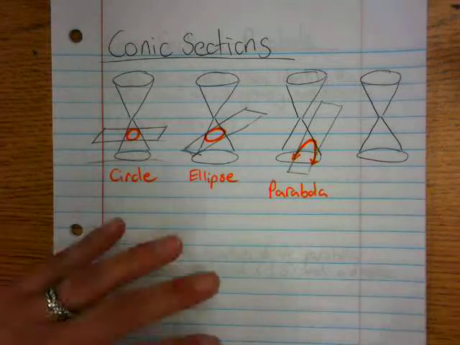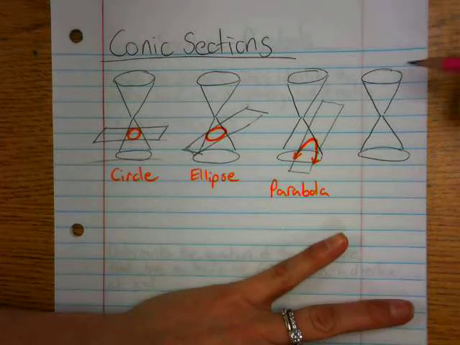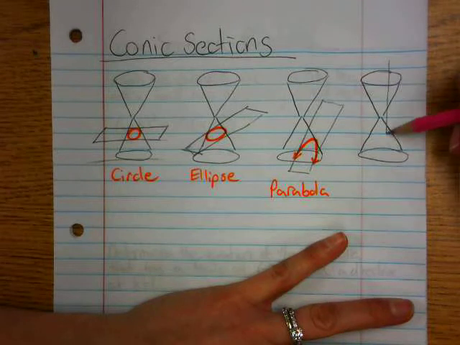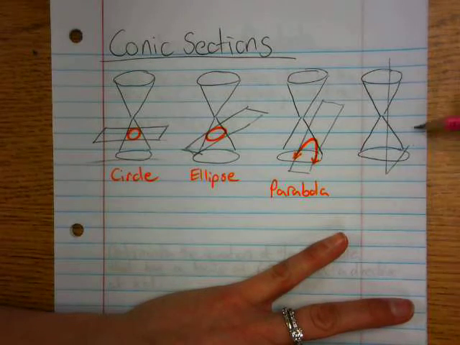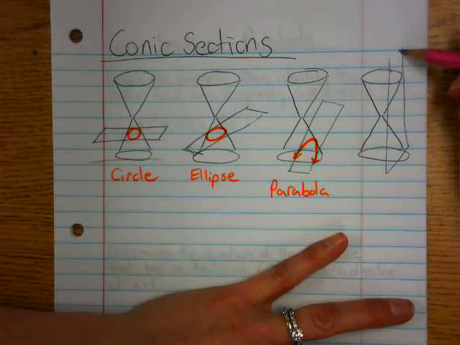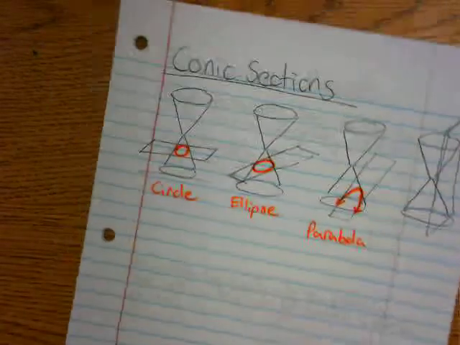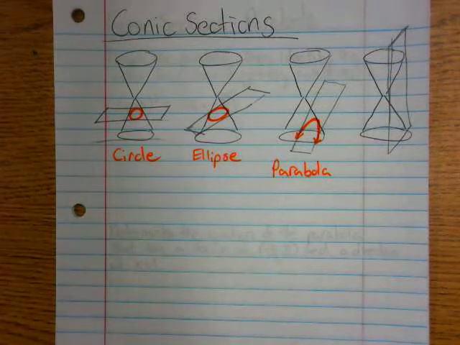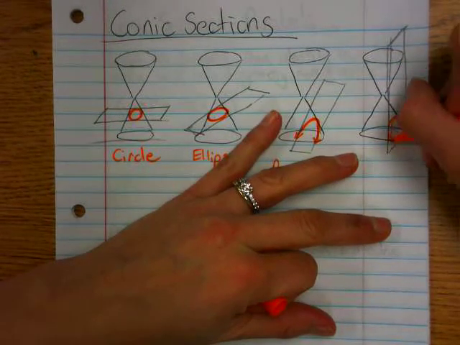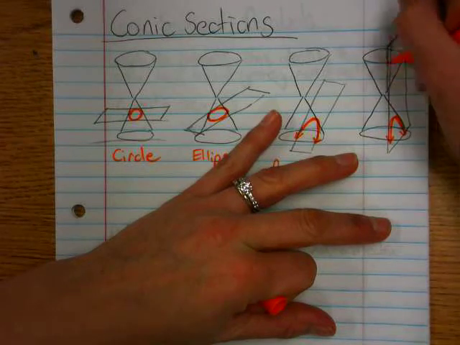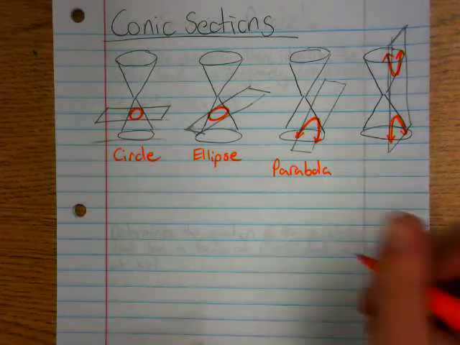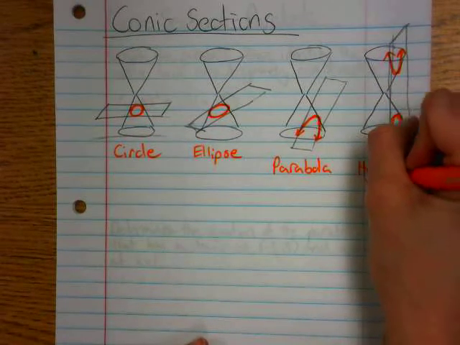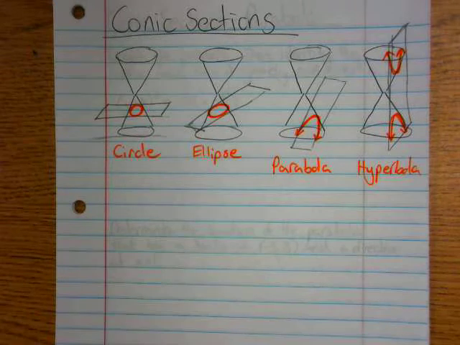And finally, if I were to continue to angle that plane to where it was completely perpendicular to the base of the cone, sorry, that's not the best picture, but completely perpendicular to the base of the cone, then we would end up with a cross section that looks like a parabola down here, and one also up here, and what we call that is a hyperbola. So we're also going to look at the definition and equation of a hyperbola.